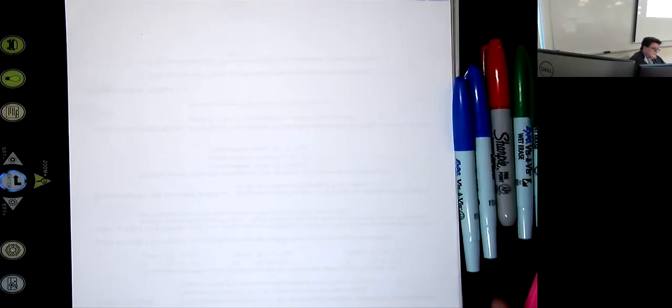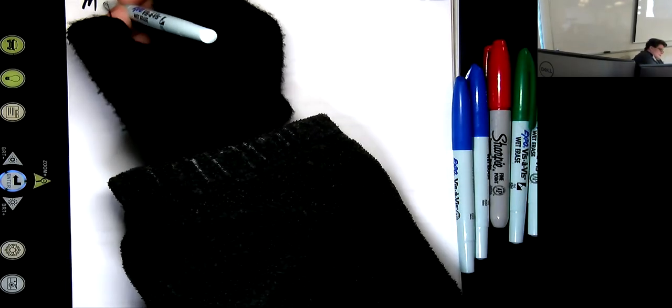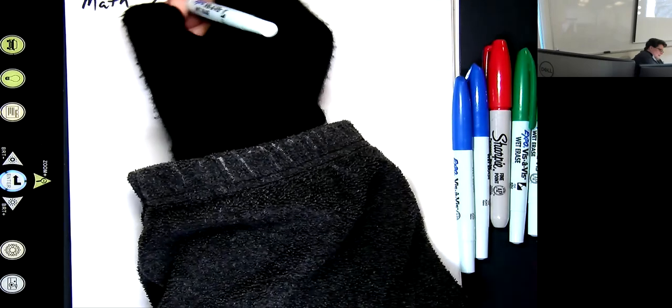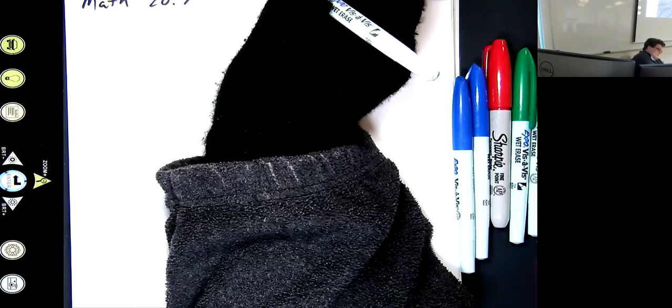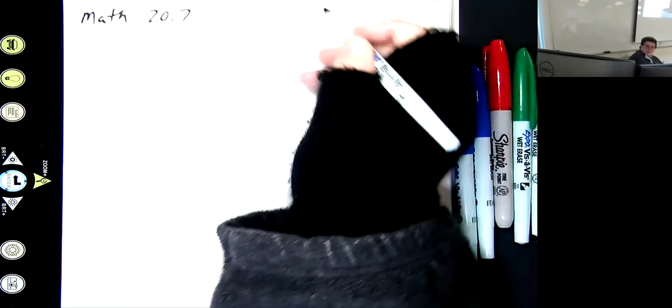All right, so we were doing equations last week. We're going to do some more stuff with equations, like the next few chapters are based on equations. What are we in, Math 207? We're doing 8.1, 8.2 today.